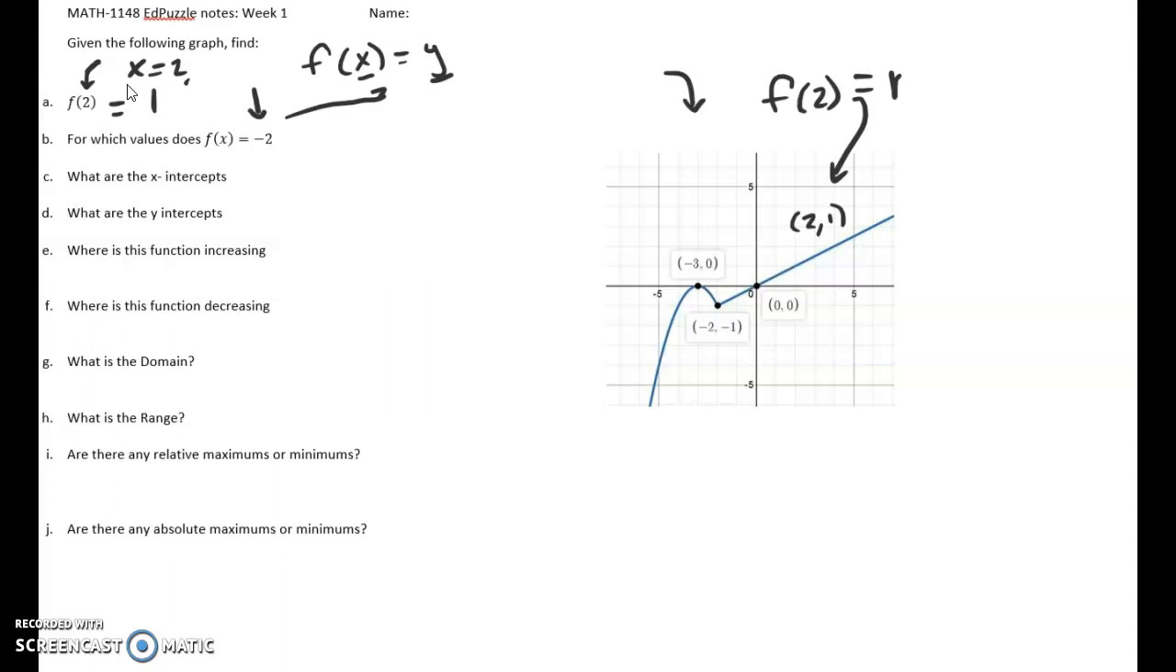Now look at this graph. Where is the y value -2? Well, this line right here is y equals -2. So where does that cross? It seems like it's right here.